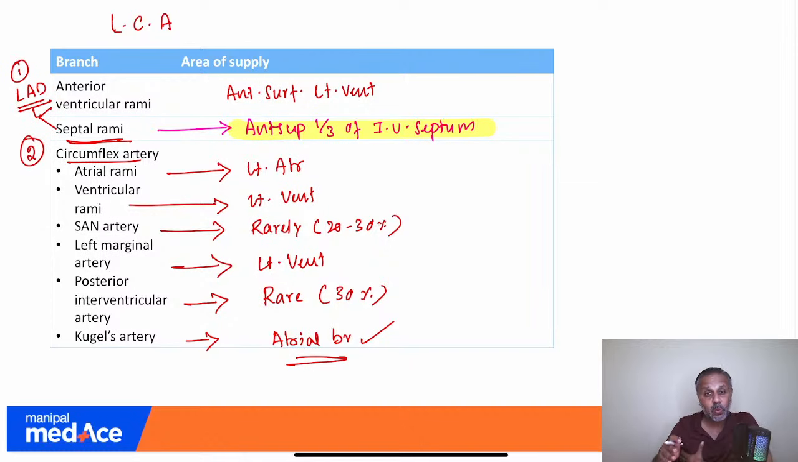Okay, so arterial supply of the heart and its venous drainage, these are two topics which are a must-know for your entrance exam. Fine. So this is the summary of the arterial supply of the heart.